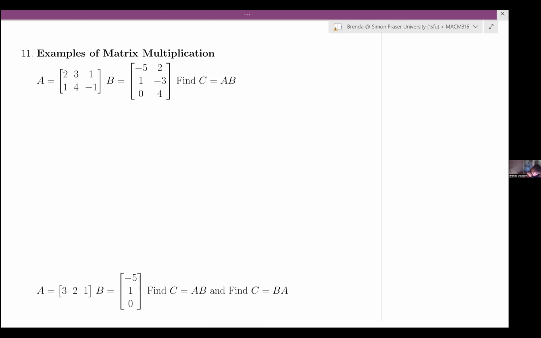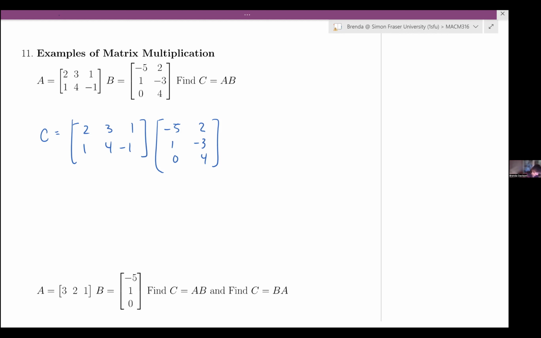That's always better. Okay, so we're going to take C, and C is going to be the product of A and B. So here's A, 2, 3, 1, 1, 4, minus 1. We're going to multiply by B, minus 5, 1, 0, 2, minus 3, 4. Now you can't always multiply two matrices. The sizes have to be correct.